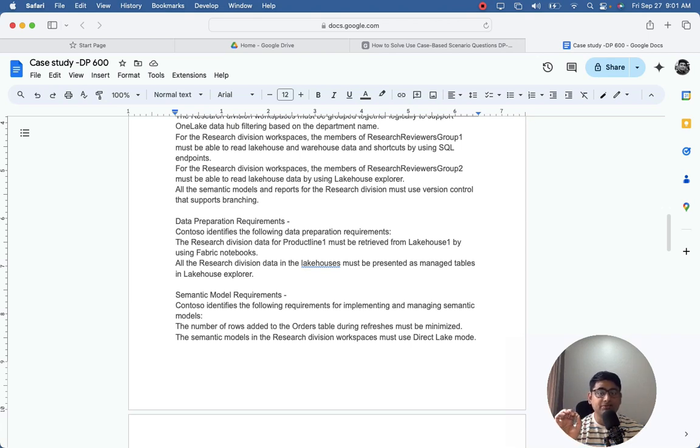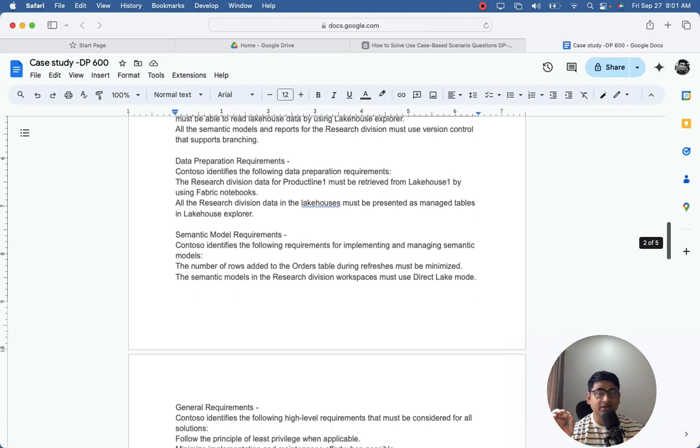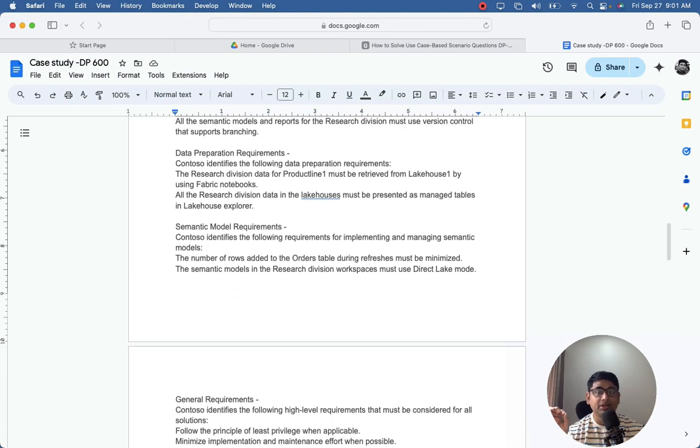All the research division data in the Lakehouse must be presented as a managed table. Okay, what is a managed table? Okay, how to access that in Lakehouse Explorer. So these kinds of questions should come into your mind. Okay, semantic model. Now you must have read about semantic model in the requirements. If not, go back and read that.